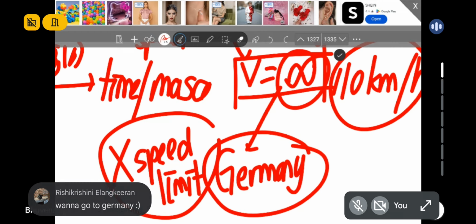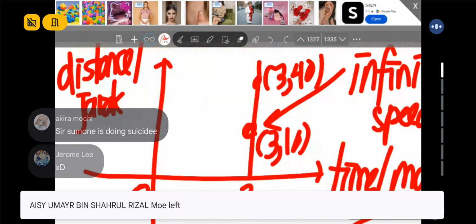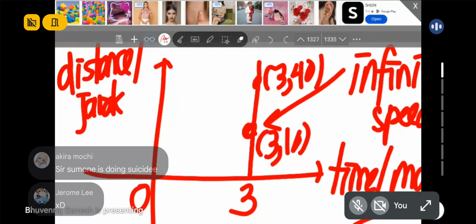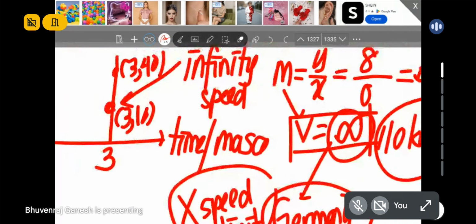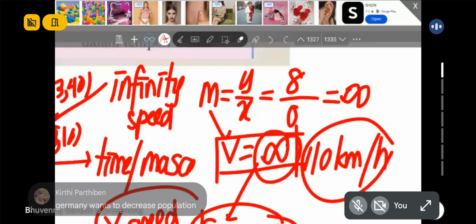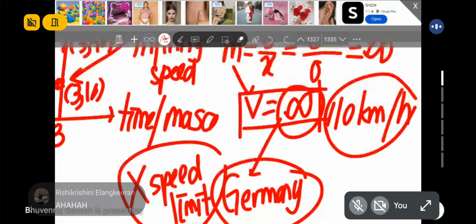Okay? So yeah, this is the meaning of this graph. Understand? Someone is doing suicide. No lah. Sometimes it's for fun. Untuk shock sendirilah boleh kata. But must be careful also lah. Germany wants to decrease population. I don't see why.